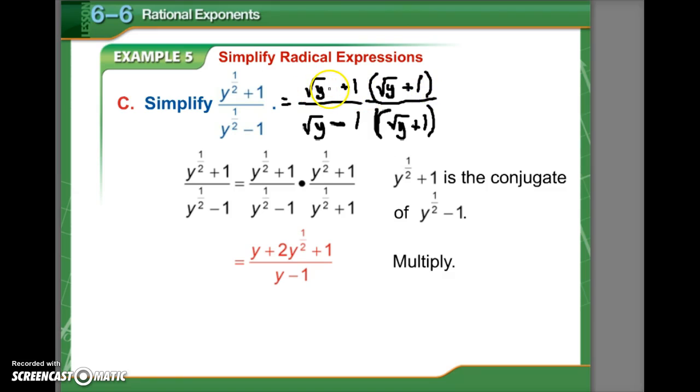And from here, we're just going to be foiling. You're going to do the first times the first, the outside terms, the inside terms, and then the last terms, doing that on the top and on the bottom. When you do that, the roots go away. On the bottom, you'll be left with just y minus 1. On the top, you'll be left with y plus 2y to the half power. Remember, that's 2 times the square root of y. So y plus 2 root y plus 1. And you can use either the root symbol for this, or you can use the 1/2 power if you prefer.